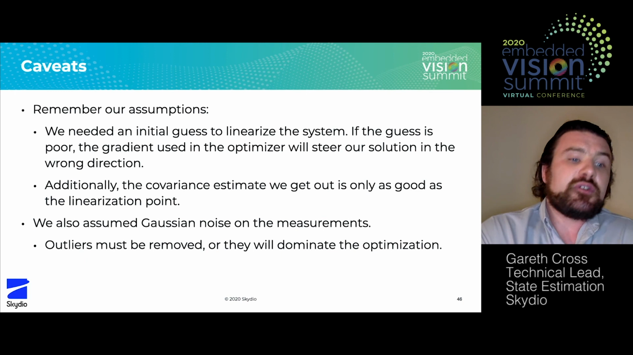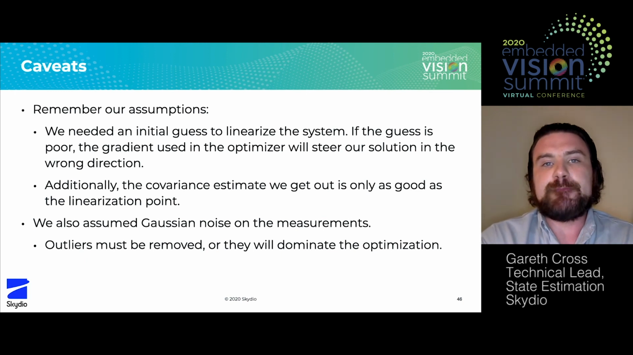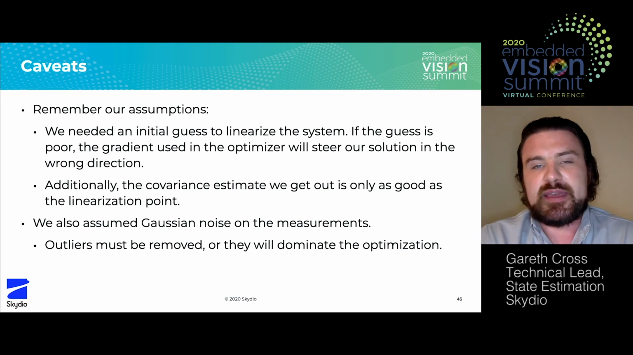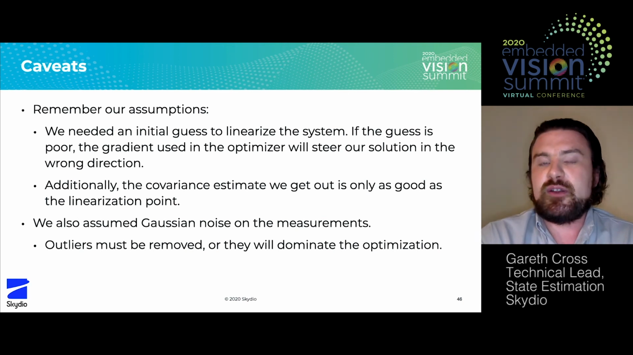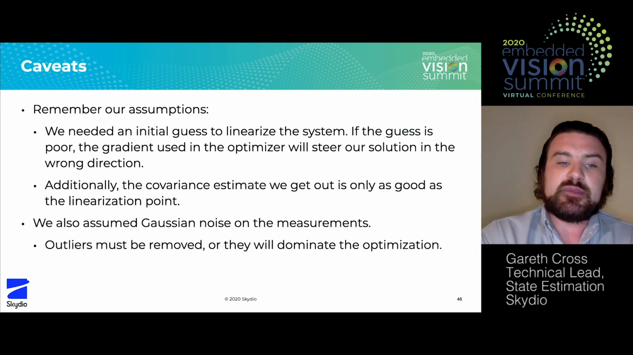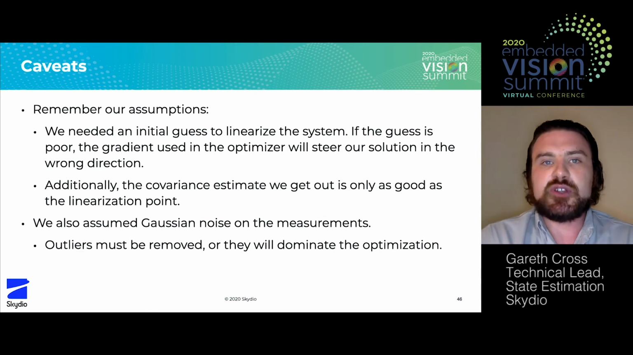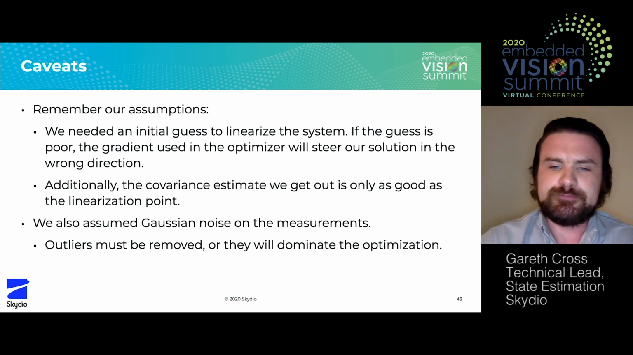And then in order for all this to work, we had to assume Gaussian noise on the measurements. And so the outliers need to be removed because they do not obey or respect that assumption. And even just viewed from an optimization perspective, outliers are going to give incorrect gradients in your optimizer, which are going to point your solution in the wrong direction.